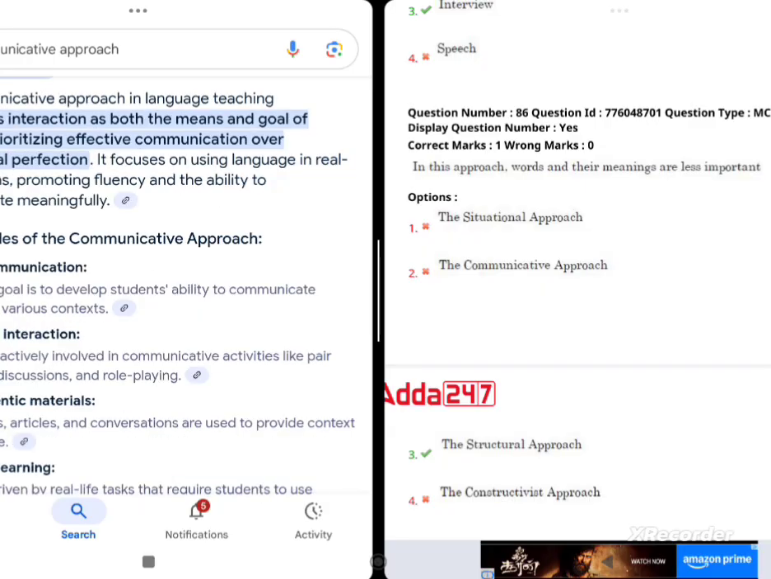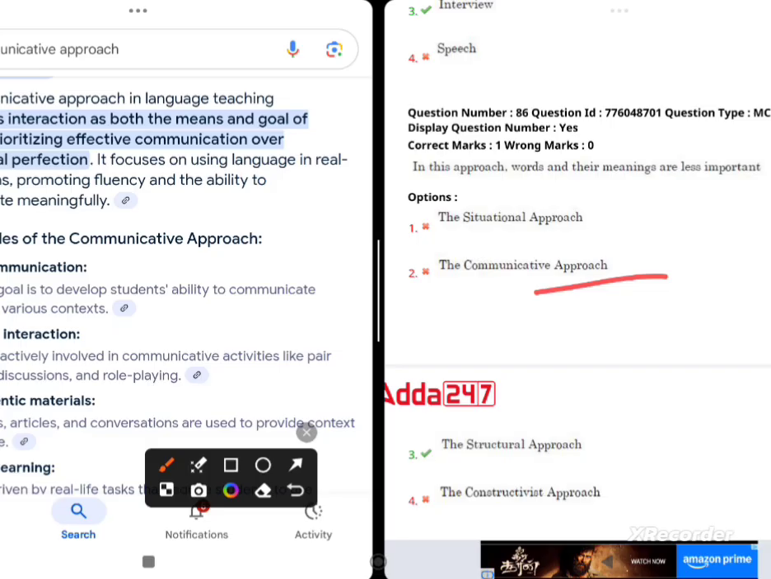Second is communicative approach. The communicative approach in language teaching emphasizes interaction as both the means and goal of learning, prioritizing effective communication over grammatical perfection. It focuses on using language in real life situations, promoting fluency and the ability to communicate meaningfully. This is communicative approach.